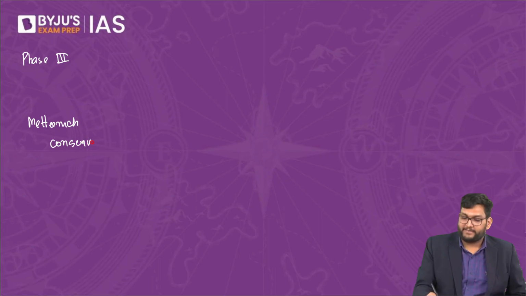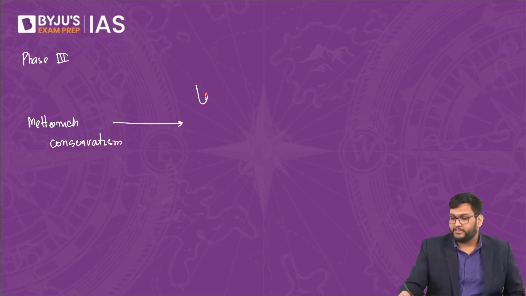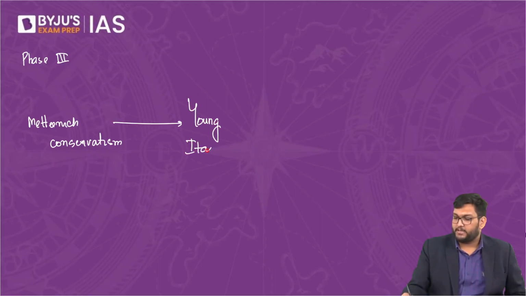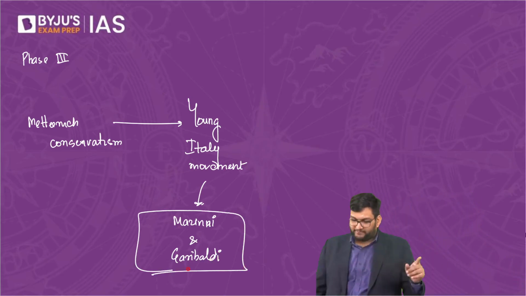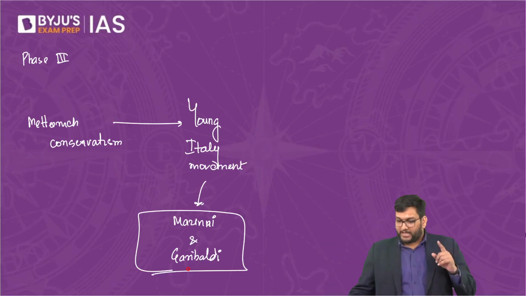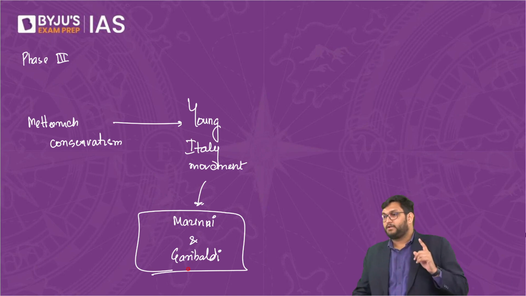Very simply, the phase 3 is Metternich's conservatism, and the response to it is called the Young Italy movement. It's called the Young Italy movement, which is Mazzini and Garibaldi. Can anybody tell me the Indian connection? Yes, Chaitanya, very good. Very good, Nikki. How are they connected to the Indian story?